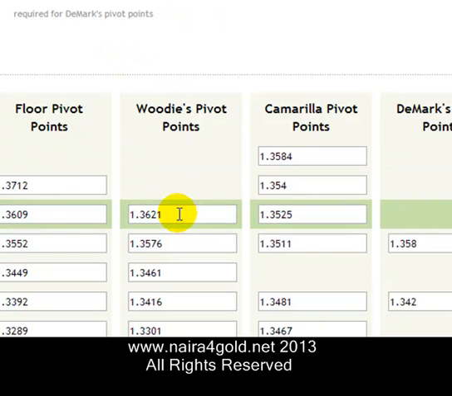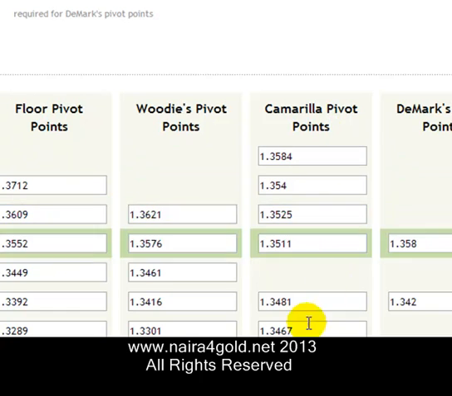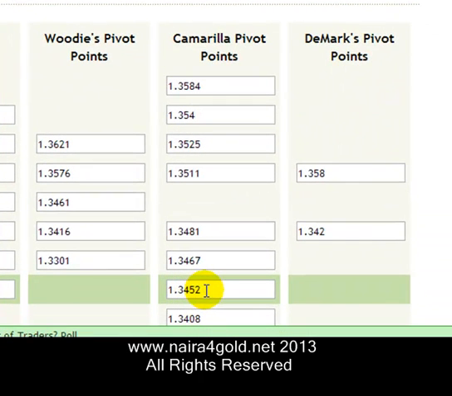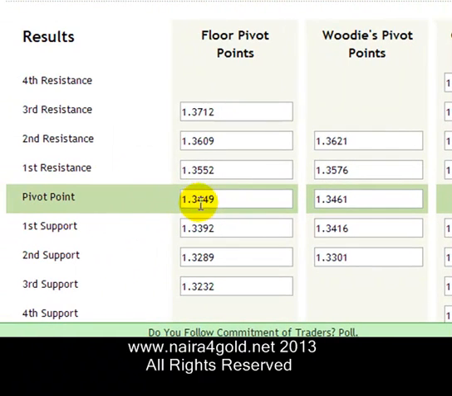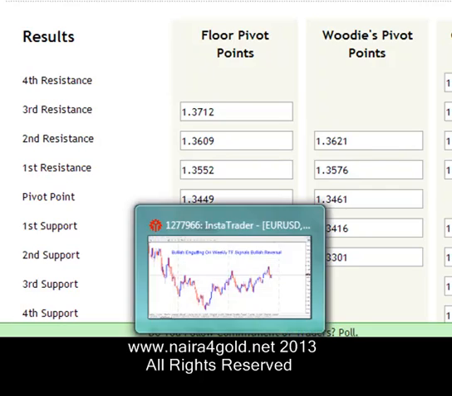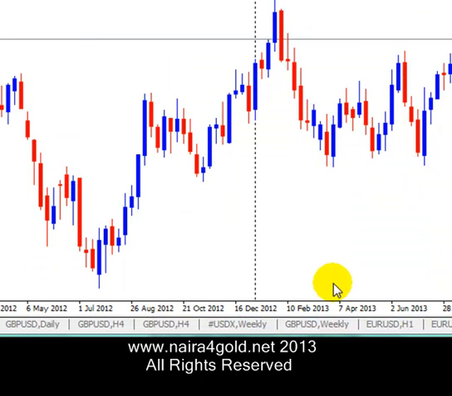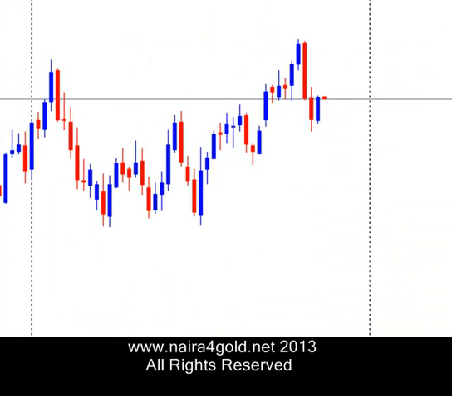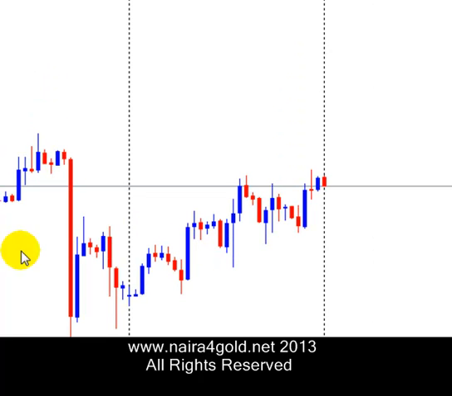Now on the Camarilla pivot points, we have a buy level at 1.3452, which tends to agree with the floor pivot point at 1.3449. Okay, that's an intersection there. Now with a Fibonacci retracement on the 4 hours, let me switch to a 4-hour time frame. Good.